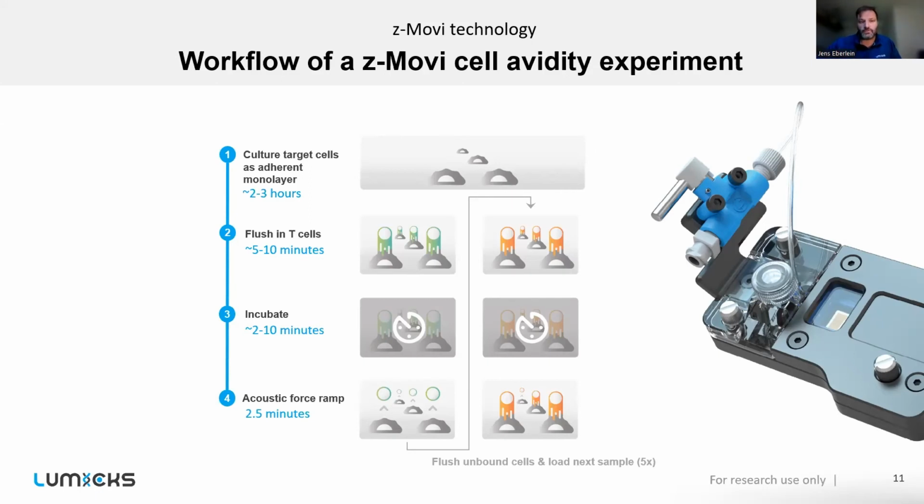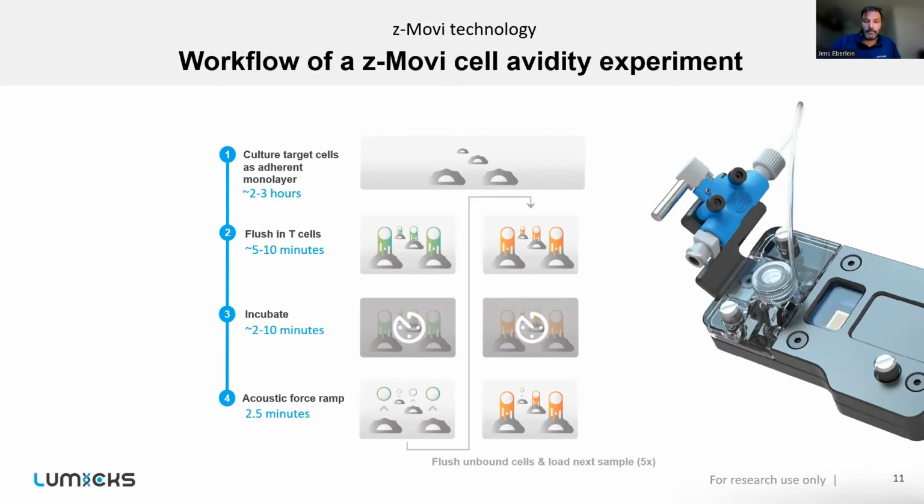You flush on your T cells, let them incubate and interact, then you do your force ramp, and then you flush out any unbound CAR T cells, for example, and you're ready to repeat the process with the next CAR. This way you can quickly screen 4 to 6 different CARs on the same chip, and then you move to the next chip that you pull out of your incubator and start the process over again.